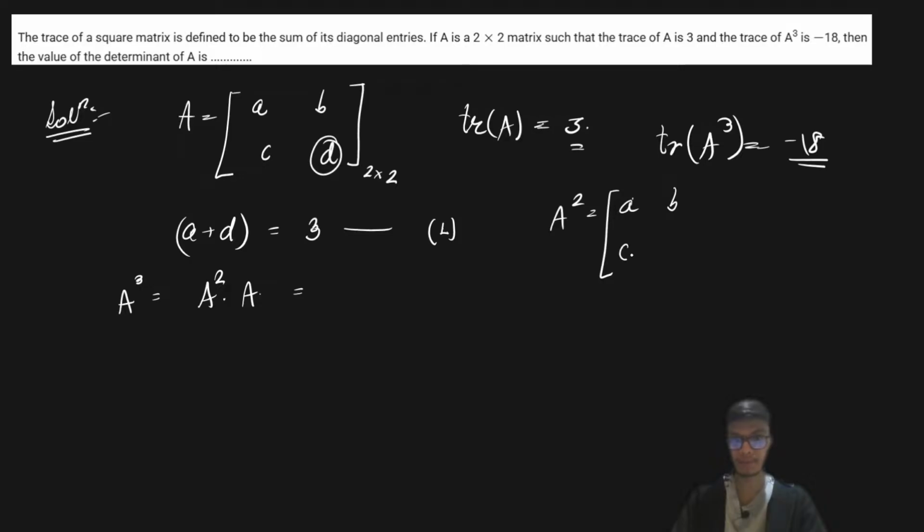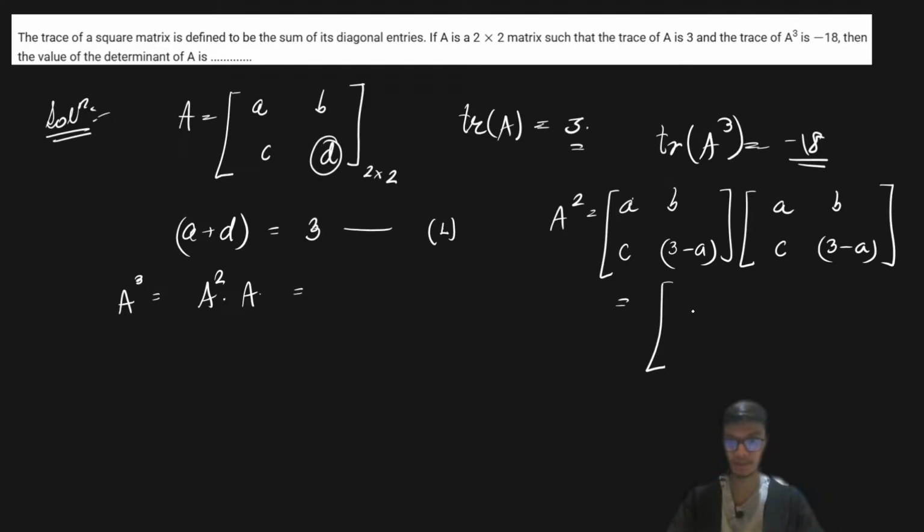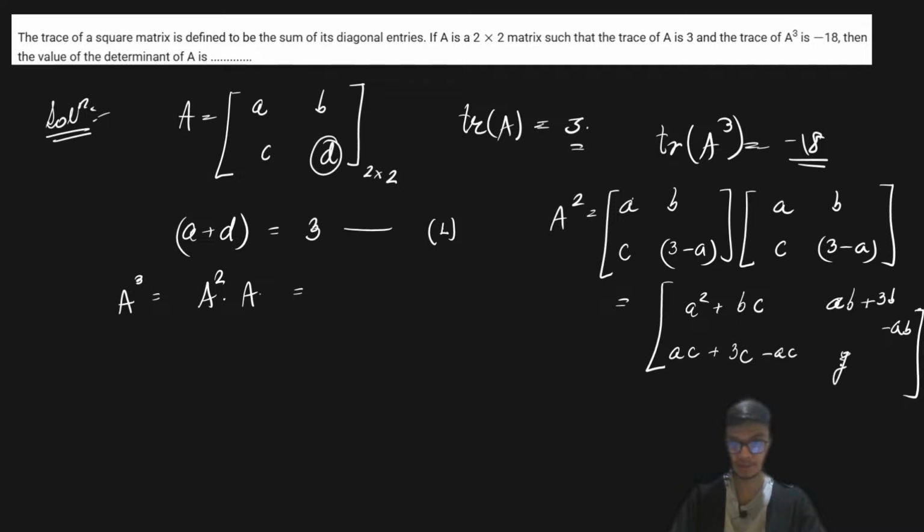So it will be A, B, C, and this D I can write as 3 minus A, and then I multiply with A, B, C, and 3 minus A, right? If I take the product of this, we get the result as A square plus BC, and then over here AB plus 3 times B minus AB, and then this will be AC plus 3C minus AC, and this element will be BC plus 3 minus A whole square, right? So that's what we will have.